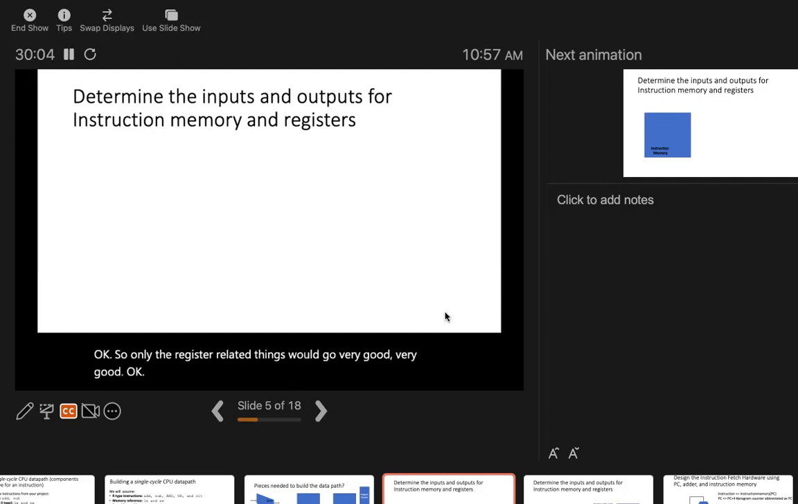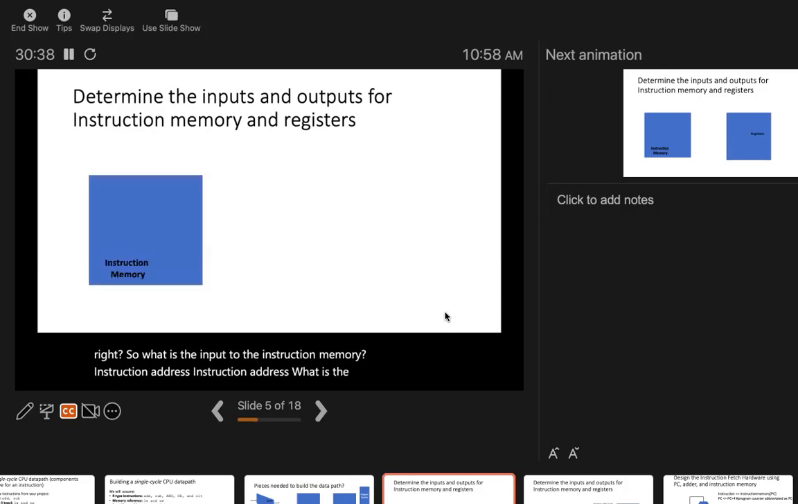All right. Awesome. So the goal of the instruction memory is to spit out the instructions. And how does it do it? Well, you supply it the instruction address, and out comes the instruction. The description is as simple as that. So what is the input to the instruction memory? Instruction address. What is the output? Instruction itself. Very good.